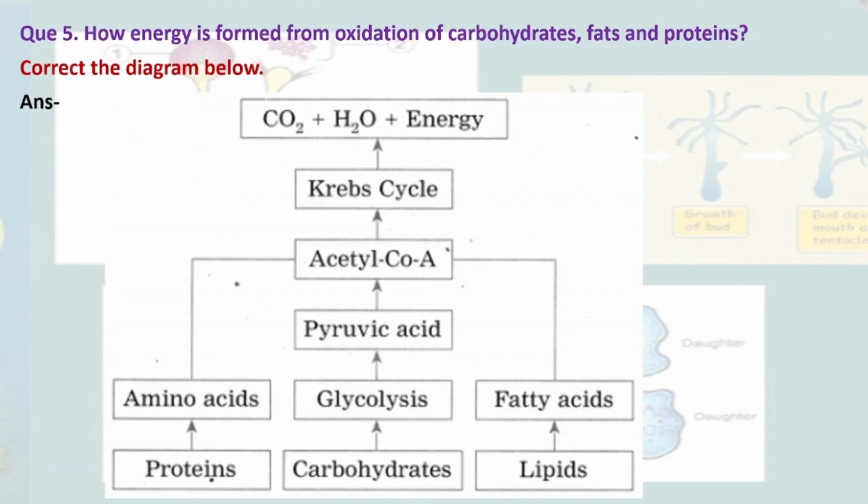Question number 5. How is energy formed from oxidation of carbohydrates, fats and proteins? Let's see the correct diagram. बॉटम से हम स्टार्ट करेंगे. यहाँ पे दिए हैं 3 प्रोटीन, कार्बोहाइड्रेट्स एंड लिपिड्स. So proteins, which are made up of amino acids, give acetyl CoA. Carbohydrates, glycolysis, pyruvic acid and acetyl CoA, and lipids इससे fatty acid और वो acetyl CoA में convert हो जाता है. Then acetyl CoA again goes into the Krebs cycle which gives us CO2, H2O and energy.